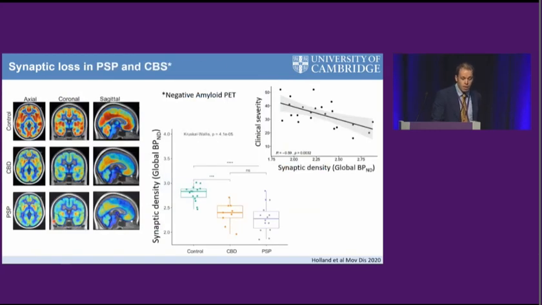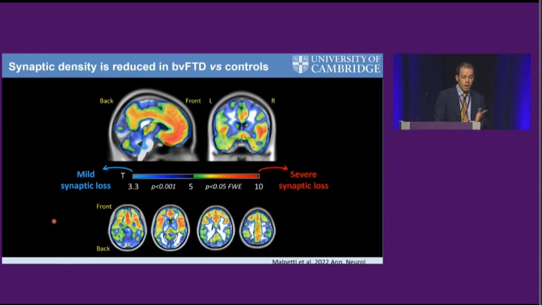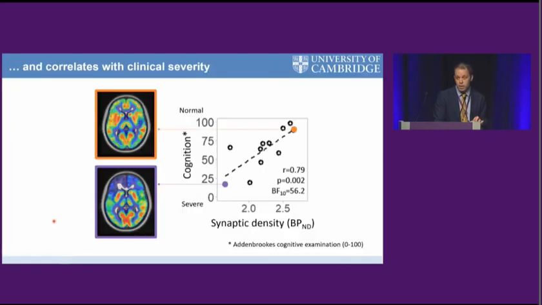This work, led by my colleague Megan Holland, found extensive synaptic loss in PSP and amyloid negative CBS, and that the amount of synapse loss correlates well with clinical severity. In bvFTD, led by Mauro Malpetti, we found extensive synaptic loss, particularly in the frontal lobe in behavioral variant FTD. And again, this correlates well with severity.